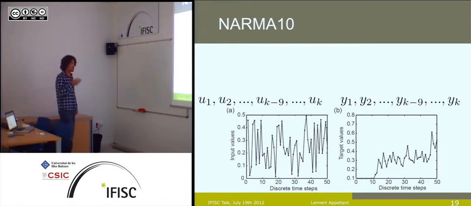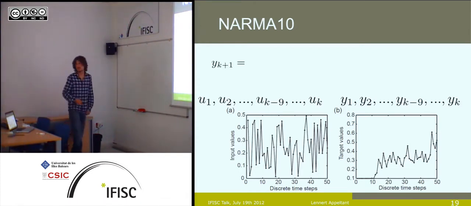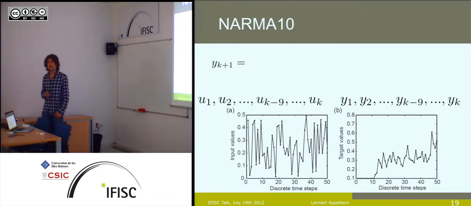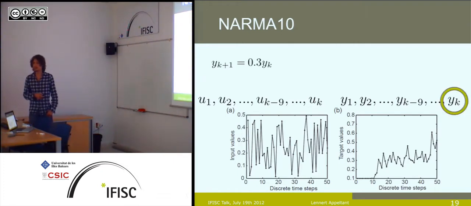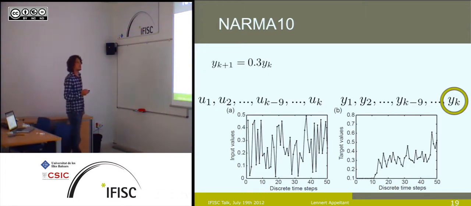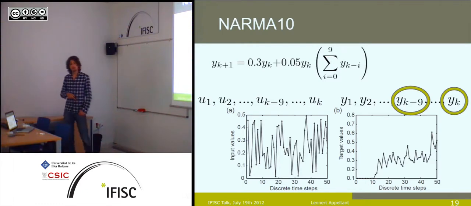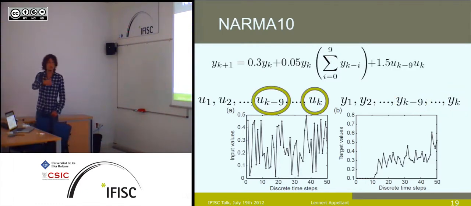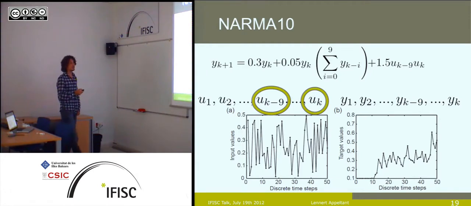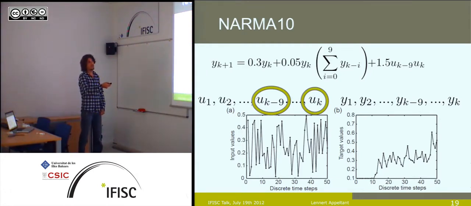This target is constructed using the next equation. Let's say that we would like to predict the next target point, y k plus 1. What we will do is use the present target point, yk. We will not only use the present target point, we will also use previous targets, a sum of these previous targets. And of course, we will not only use the target to predict the target, but we also use the input. In this task, however, we don't purely use the input uk, no, we use a multiplication of the present input uk with the previous input uk minus 9.